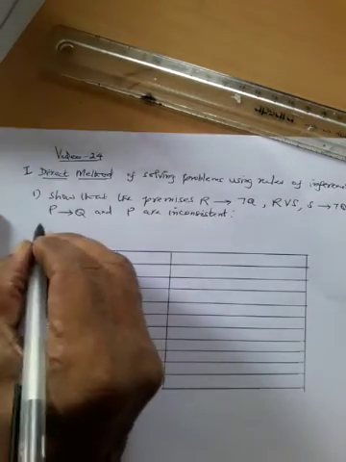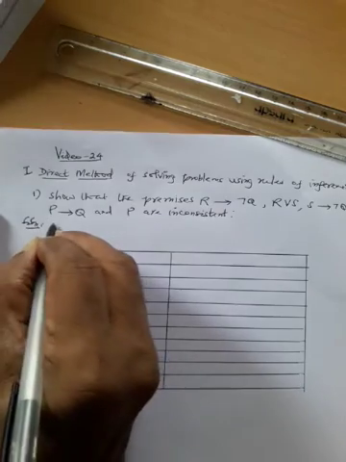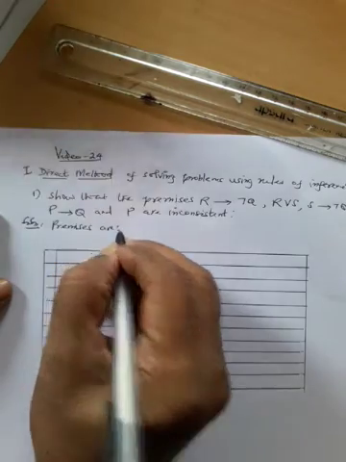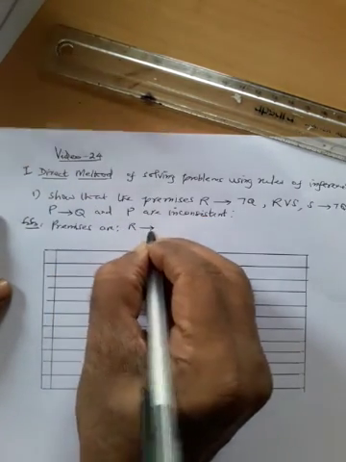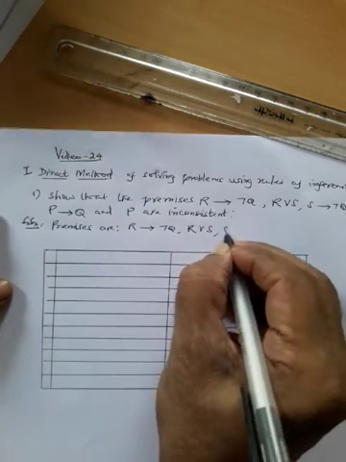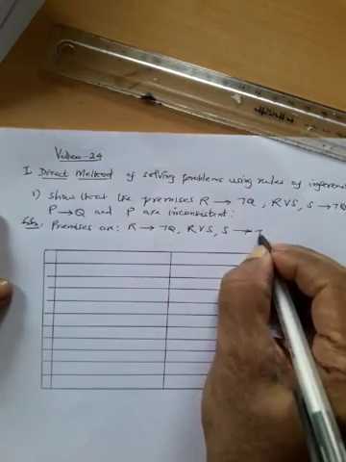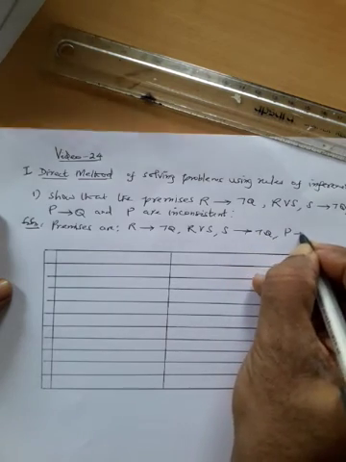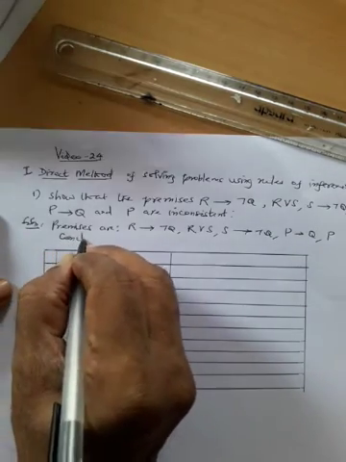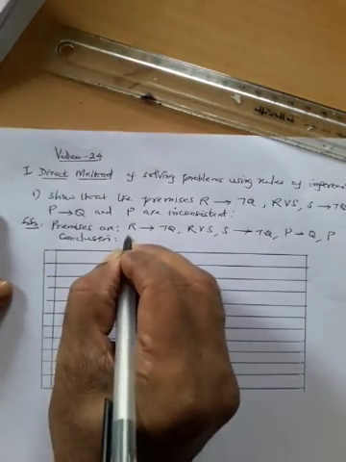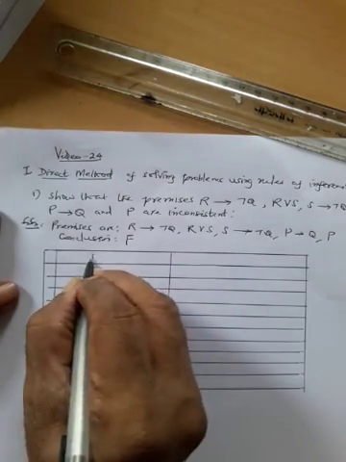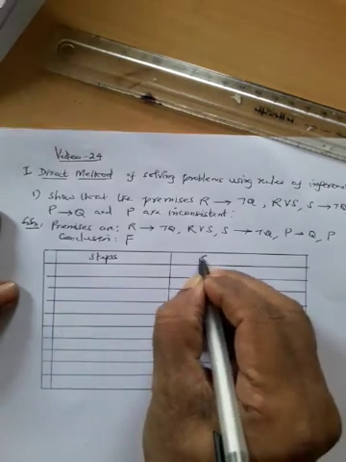So here, solution. Premises: R conditional negation Q, R or S, S conditional negation Q, P conditional Q and P. The conclusion should be inconsistent, which means you should get a contradiction. So, steps and reasons.